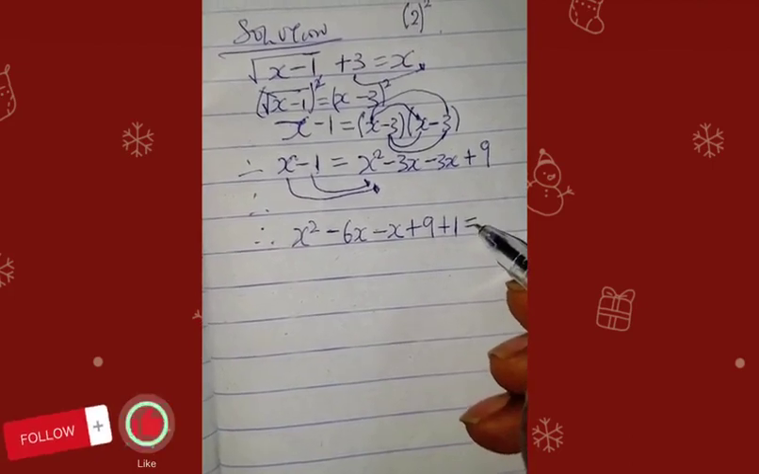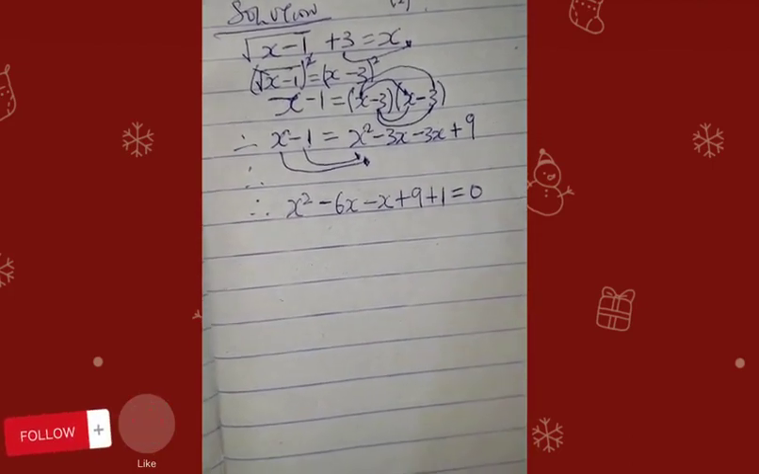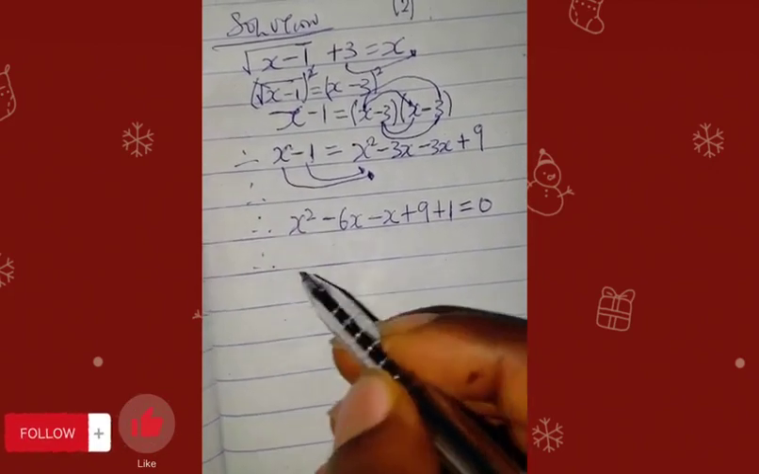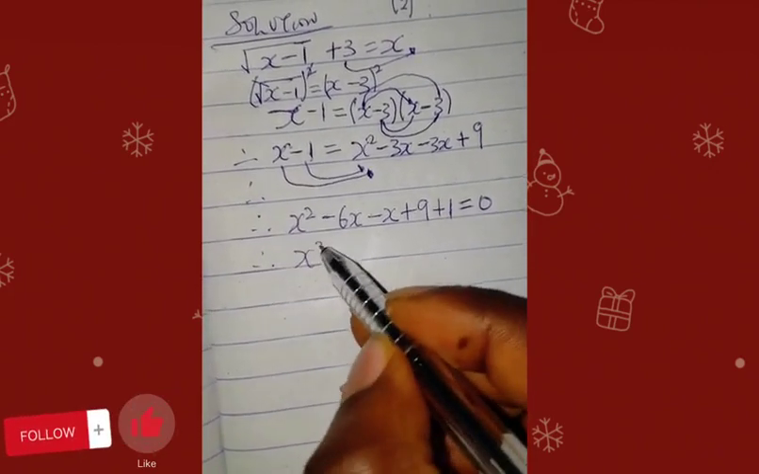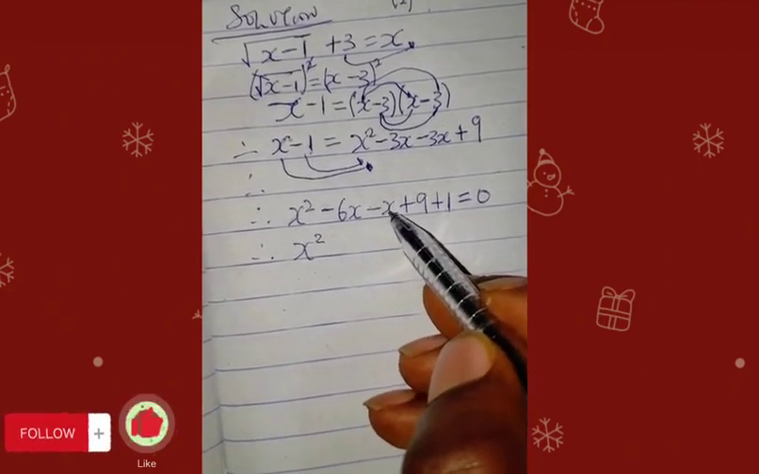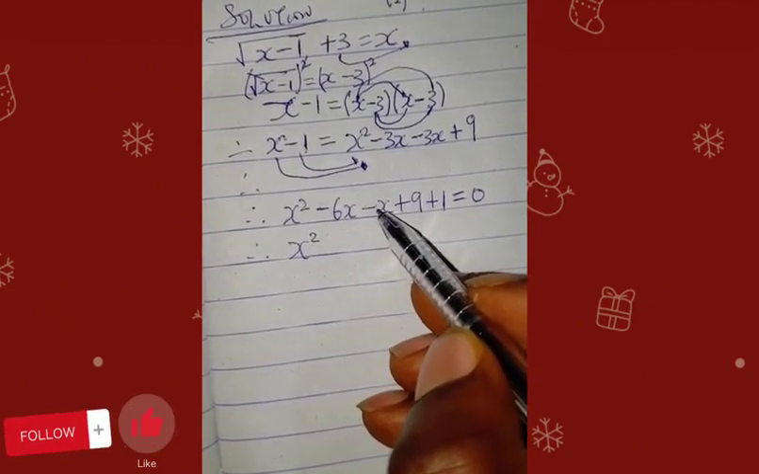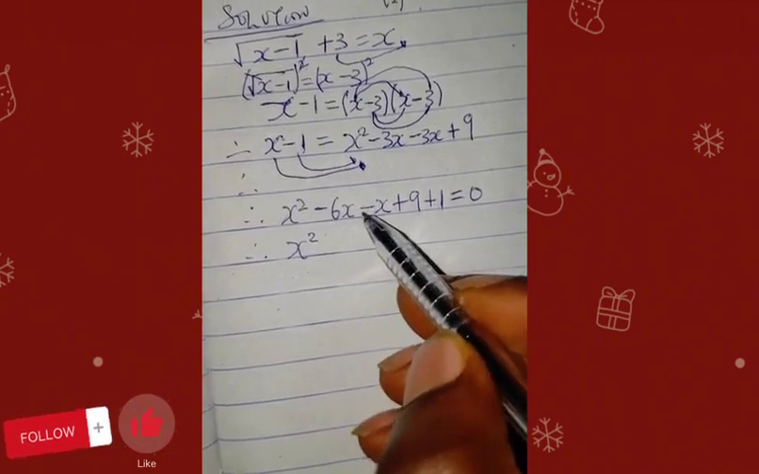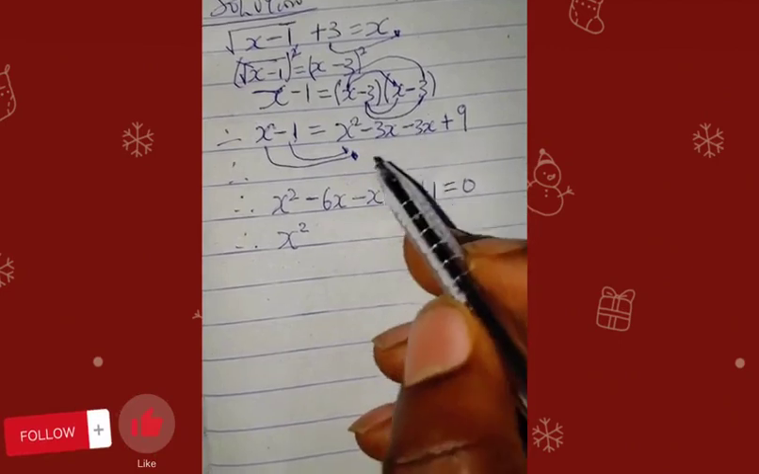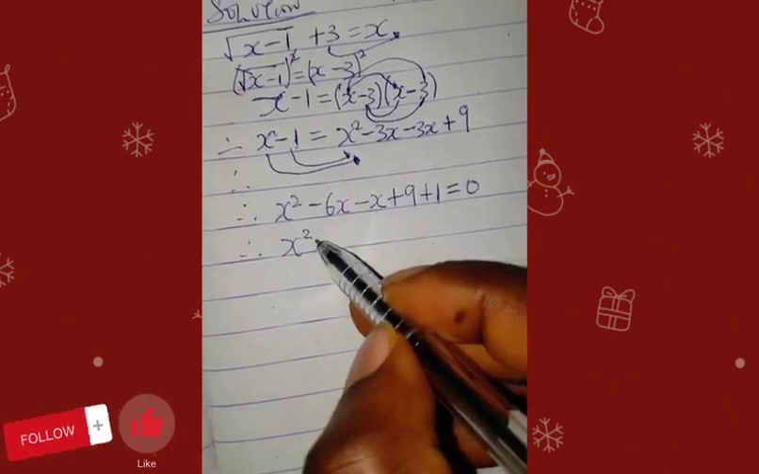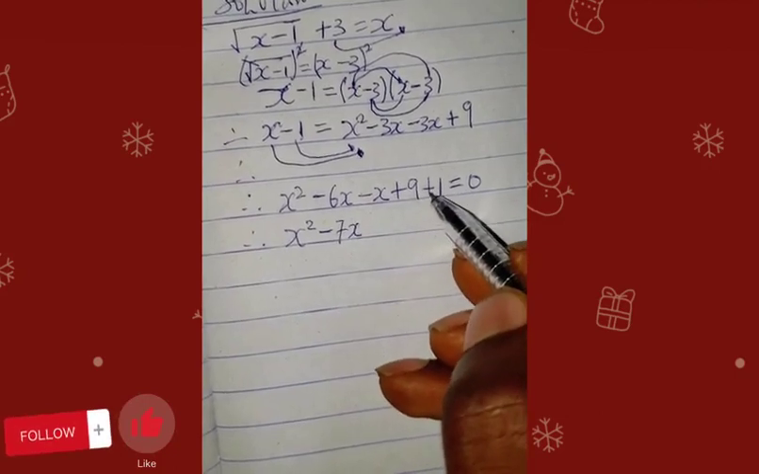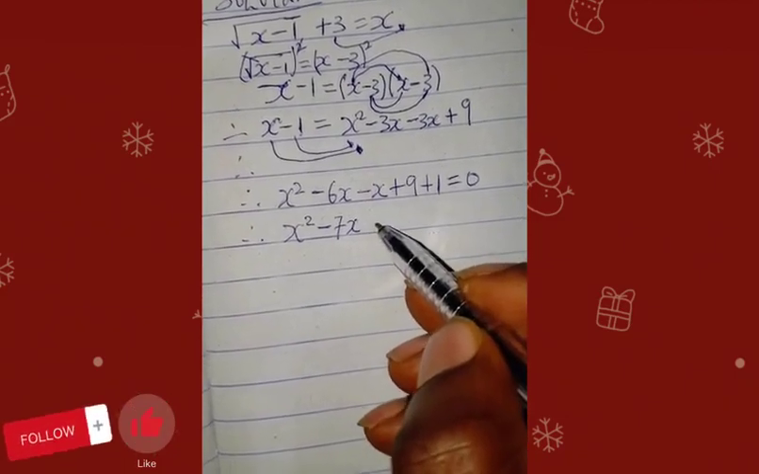Then you now equate everything to 0. I hope you can understand that. Now let's proceed. You say therefore x squared, don't forget minus 6x minus x. This is 1x, it's only 1x. So that means we are having 1 here automatically. So minus 6 minus 1 should give us a minus 7. It is adding up because the signs are the same. So it's a minus 7x, then plus 9 plus 1. The signs are also the same. It should be plus 10.